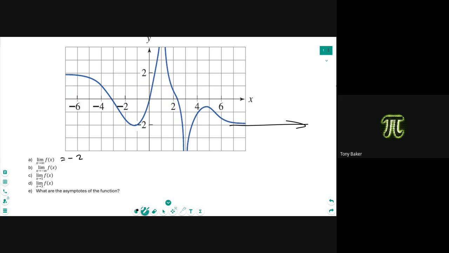As x goes to negative infinity, yes, that's this one. And those two are considered what? Those are both horizontal asymptotes. So y equals -2 and y equals 2 are both horizontal asymptotes.